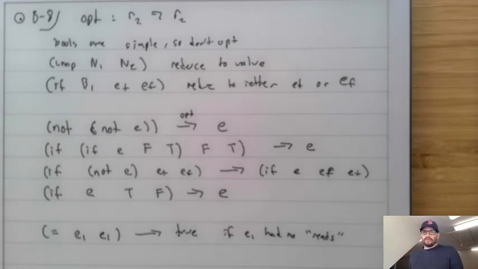Now what I mean by having no reads in it is that if we literally look at E1 and we see whether or not there's any read expressions. Because if there are read expressions, then just because there's a read over here, it doesn't mean it's the same value as the read over there. But in contrast, if this was x plus 2 and this was also x plus 2, then we know that those are going to be the same no matter what x is.